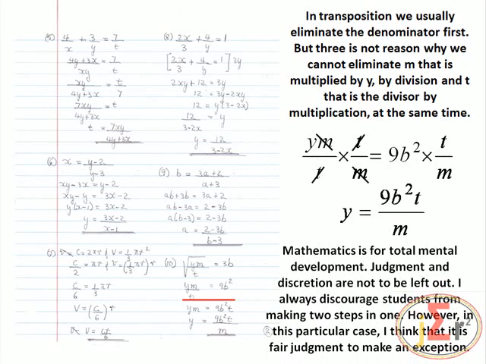Mathematics is for total mental development. Judgment and discretion are not to be left out. I always discourage students from making 2 steps in one. However, in this particular case, I think that it is fair judgment to make an exception, and I am doing that knowing that I am in no danger of making a mistake by so doing. Therefore, I have no hesitation about going straight ahead and eliminating those 2 rejects at the same time.